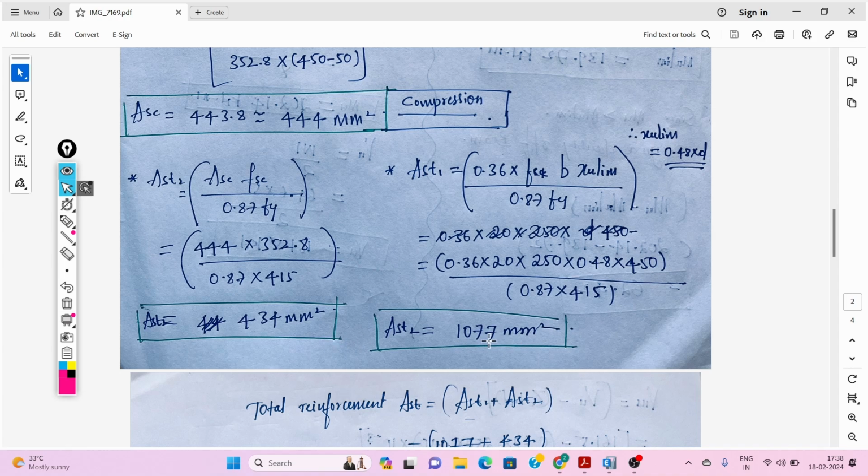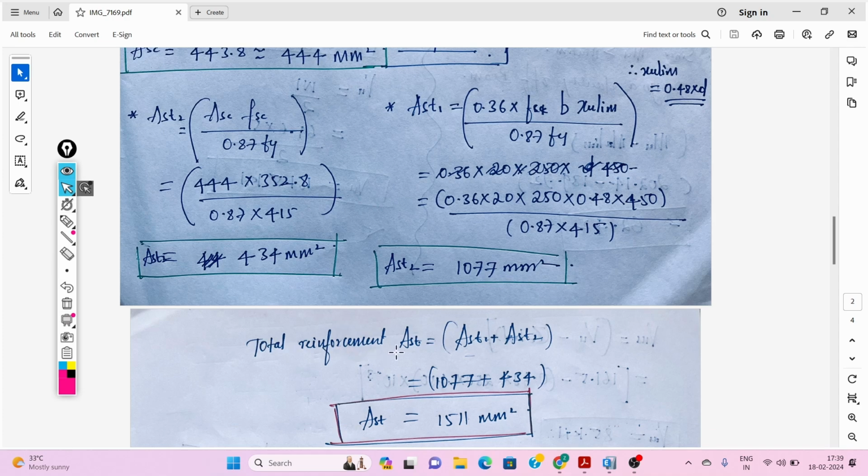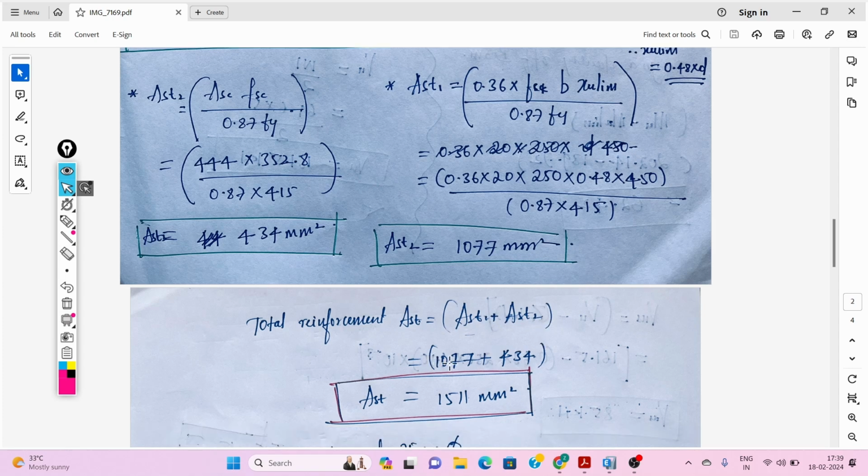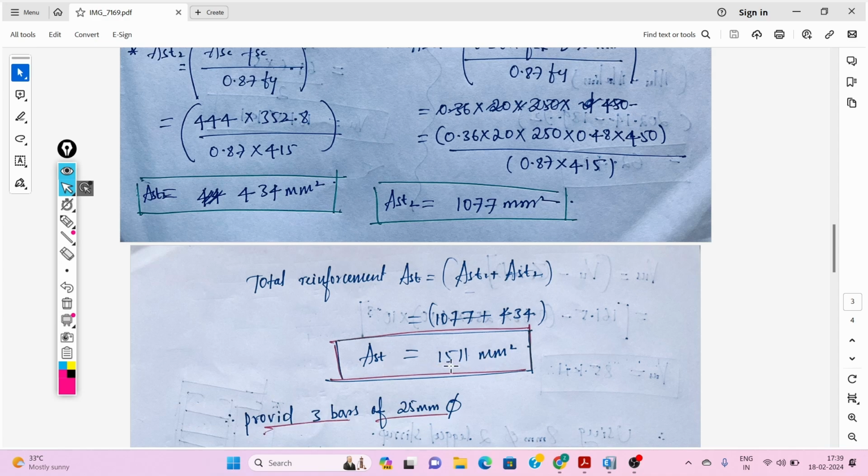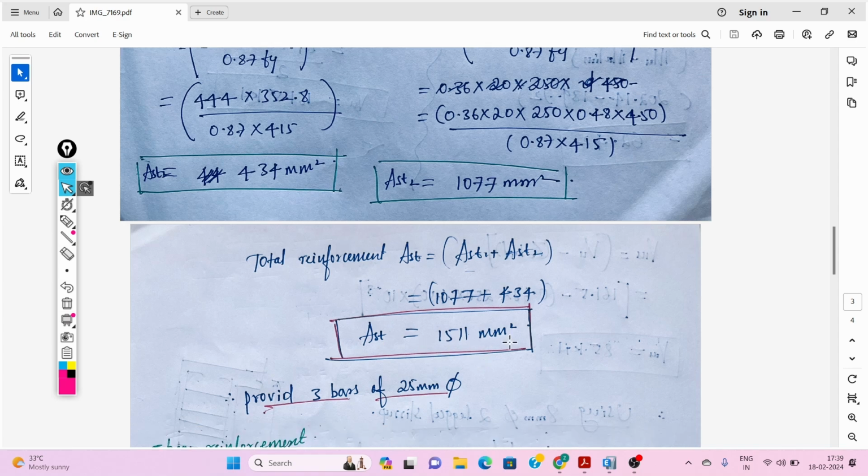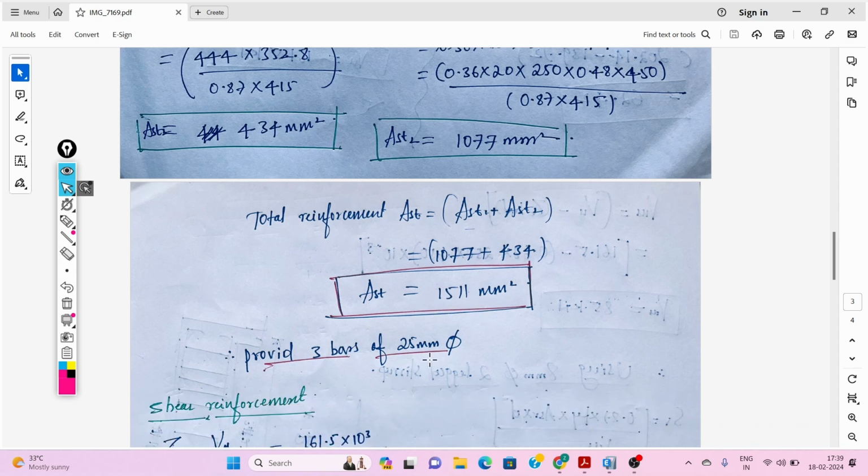Okay, 1077 mm square. So we need to add these two areas of steel, 434 plus 1077. Here the total reinforcement, the area of steel in tension zone, Ast1 plus Ast2 is equal to 1077 plus 434, which will be 1511 mm square. So using this Ast, you can provide 3 numbers of 25 mm dia bar at the tension zone.